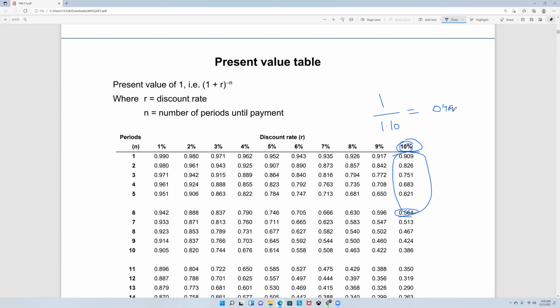0.909 आया या नहीं? Yes. उसके बाद और एक बार इक्वल टू दबाओ. क्या आया? आया या नहीं? कैलकुलेटर पे बताओ. 0.82. 0.826.